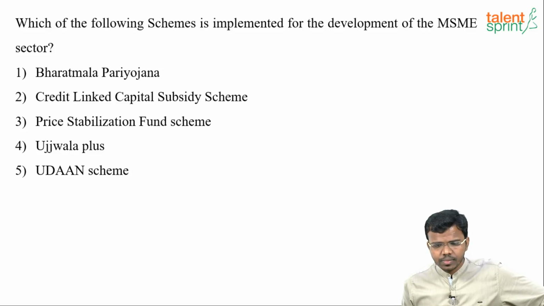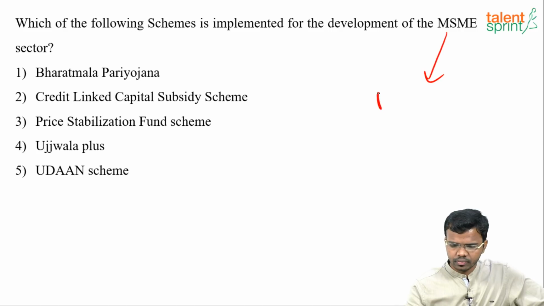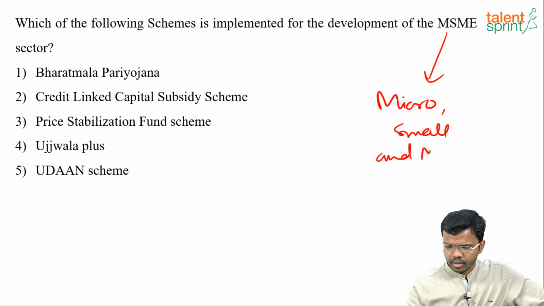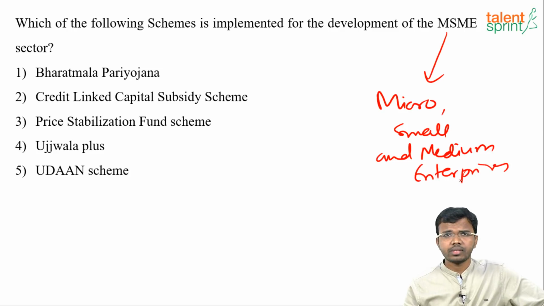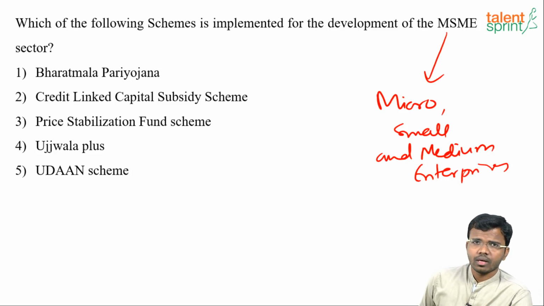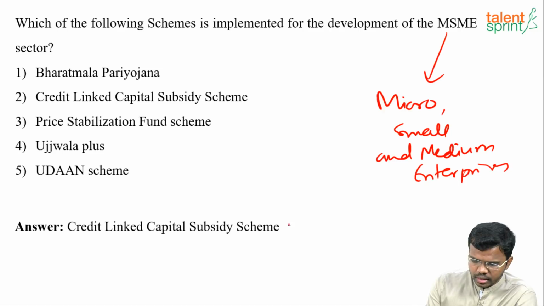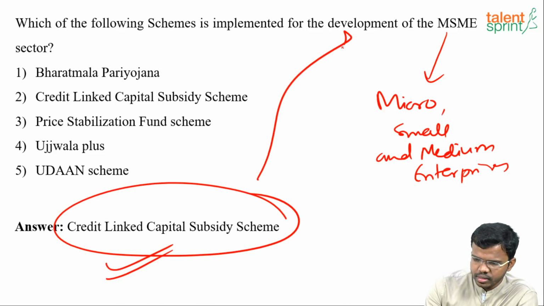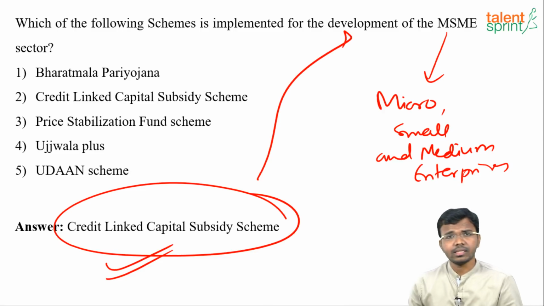Which of the following schemes is implemented for the development of the MSME sector? Micro, small and medium enterprises. 95% of GST payers are MSMEs only, not large companies. Okay. Yes, what is the right answer? The Credit Linked Capital Subsidy Scheme is implemented for the development of micro, small and medium enterprises. Who is the minister for MSME? He is Giriraj Singh.